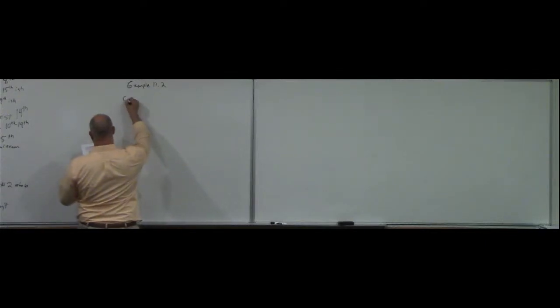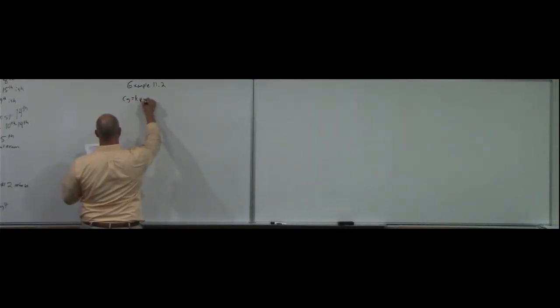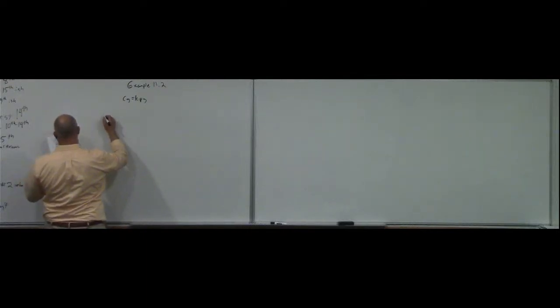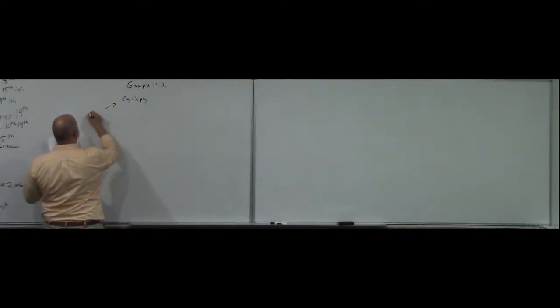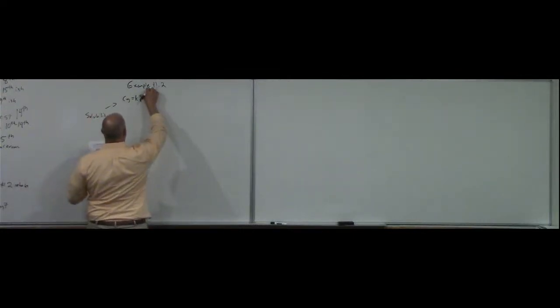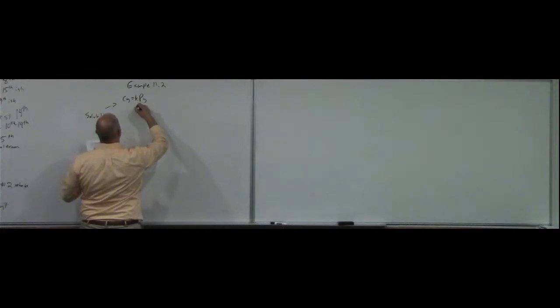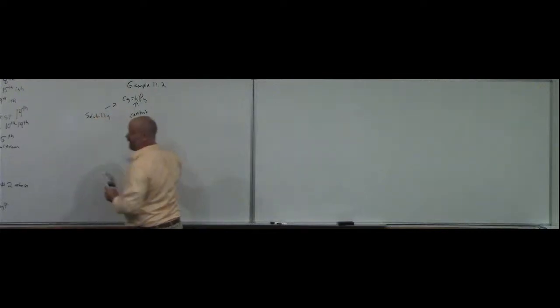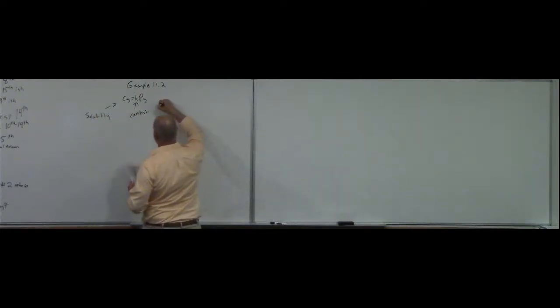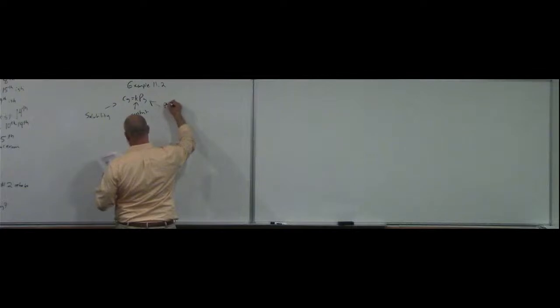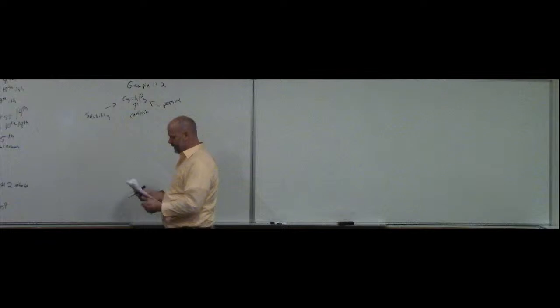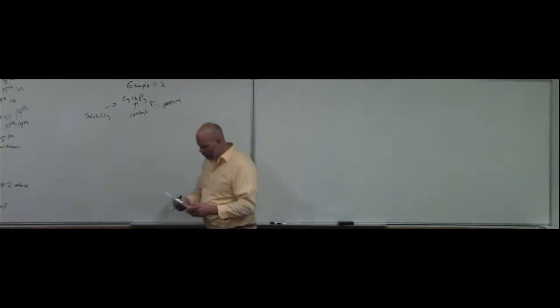We have Cg equals Kpg, where Cg is our solubility. That should be capital P. K is a constant that varies with temperature, and P is our pressure. This is called Henry's Law. We're going to look at it a slightly different way this time.